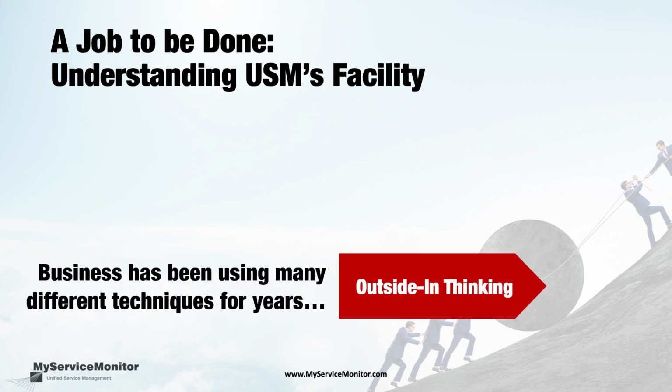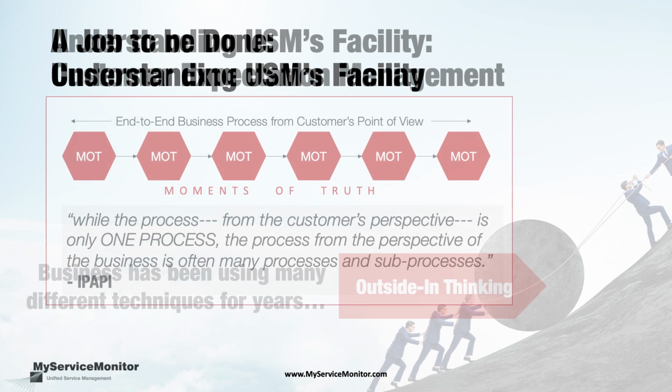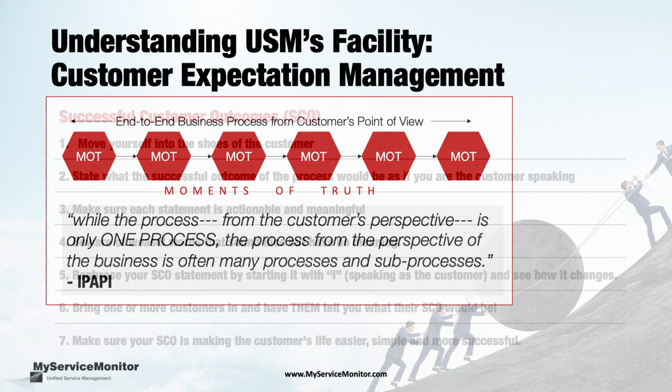Businesses have been using outside-in techniques for many years now to understand customer needs. We're just going to focus on two techniques: customer expectation management and jobs to be done theory. But there's many others. The customer expectation management technique uses concepts like moments of truth and successful customer outcomes to understand the business process from the customer's point of view. Remember, the customer typically sees just one process. It's often made up of many different core business processes.